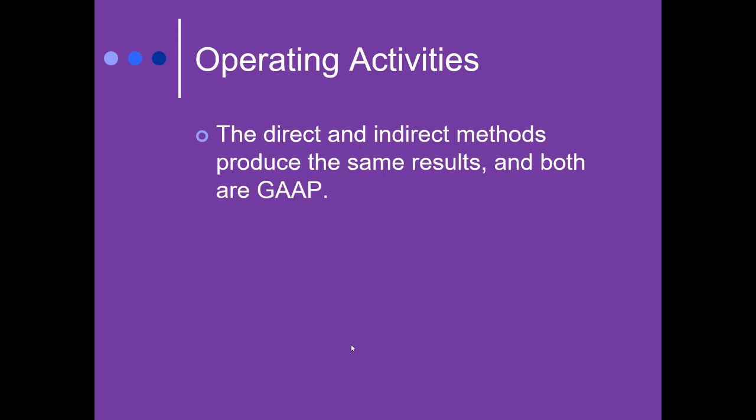Okay, so both the direct and indirect methods will actually give the same results. So whatever method that you use, the net cash change that you want to find will be the same. Okay, so both will produce the same results, and both are under the GAAP. So don't worry about that, because whichever method that you use, the results will be the same.